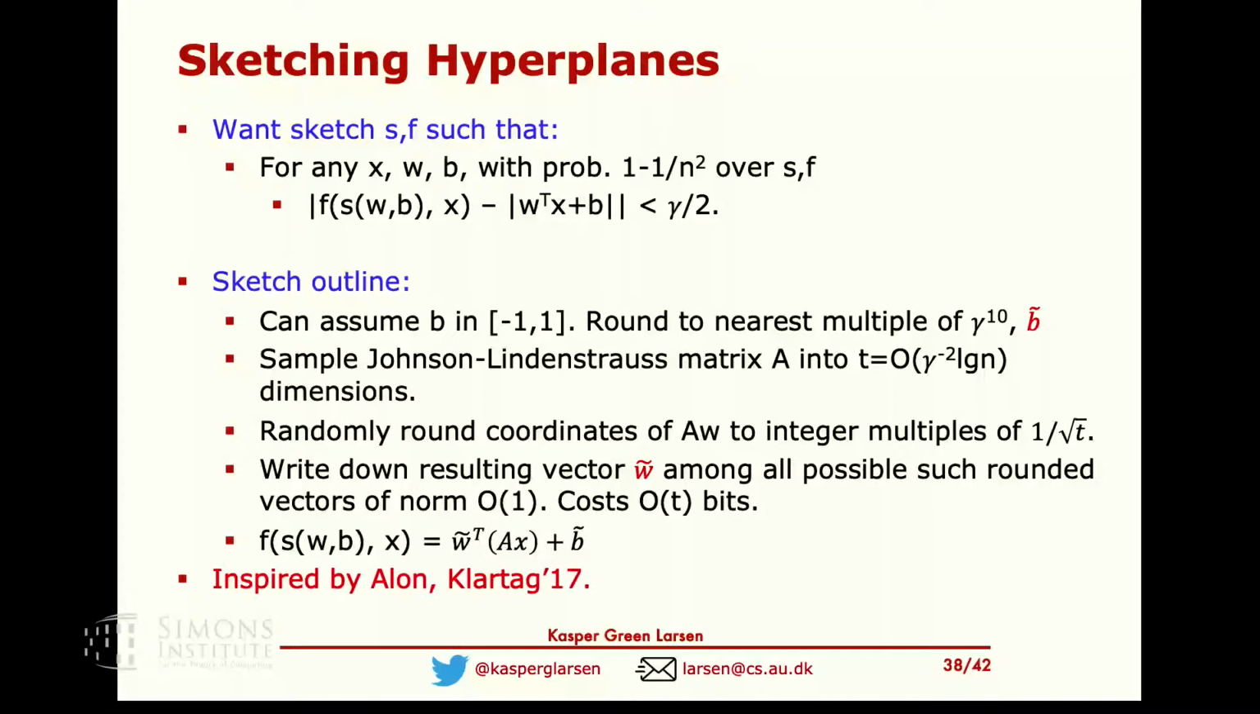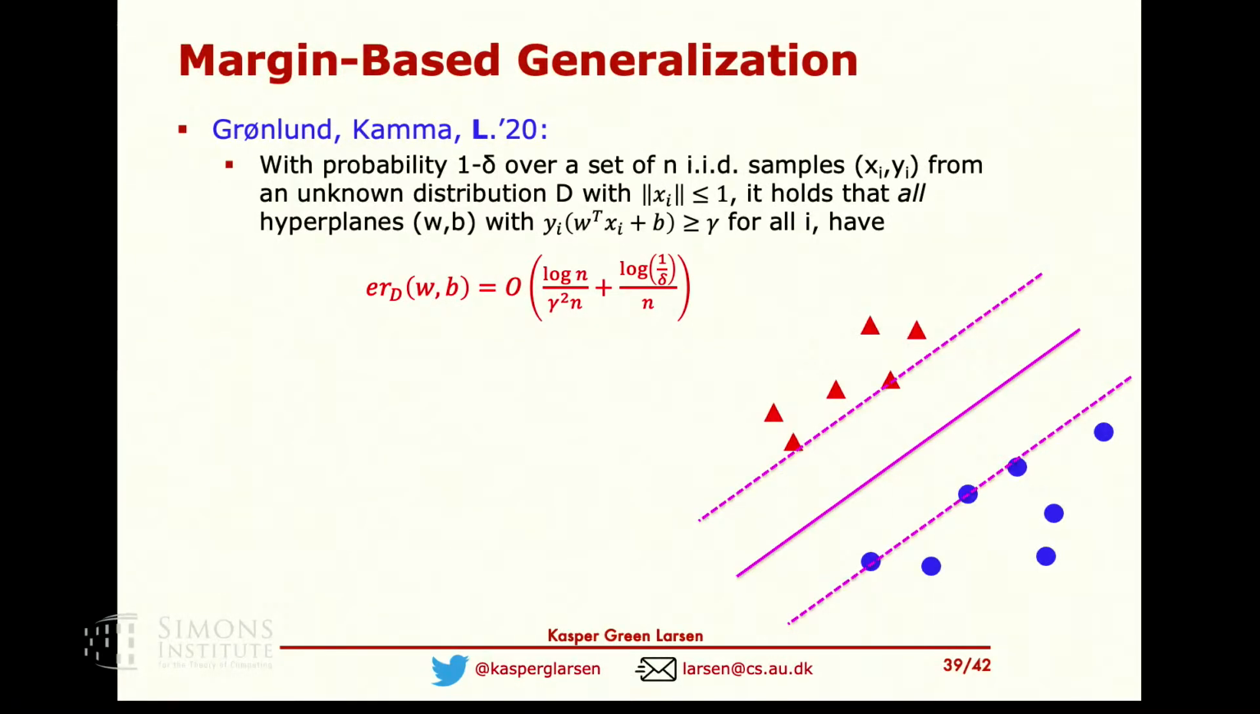And this is basically inspired by a JL lower bound by Alon and Klartag, as a follow-up of Jelani's and my lower bound for JL. So basically they use this sketch to prove a lower bound for JL. So that's a summary of the result.